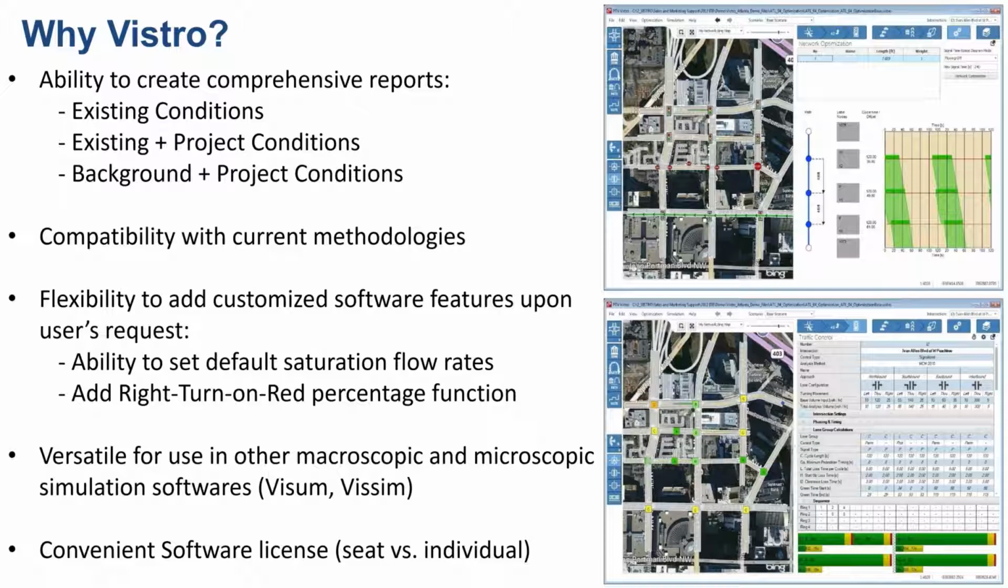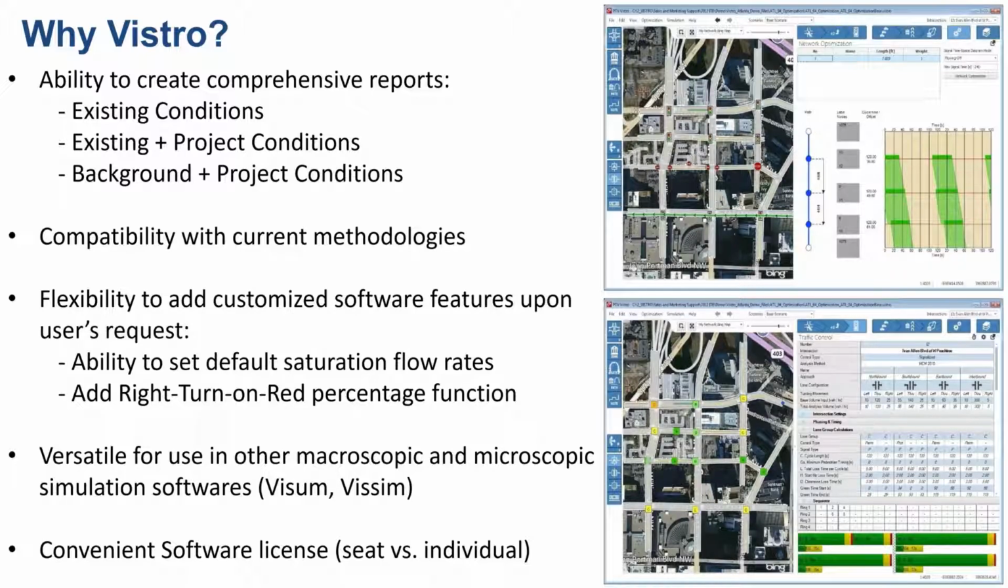Also, we needed a software that was compatible with current methodologies. For example, we're still using HCM 2000. Probably want to use the latest edition, I think it's HCM 6. You also need the flexibility to add customized software features upon our users' request, and PTV has been very receptive and always wanted to know what our customer service needs are.